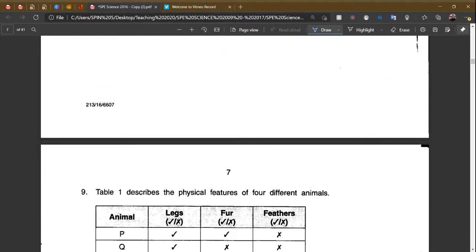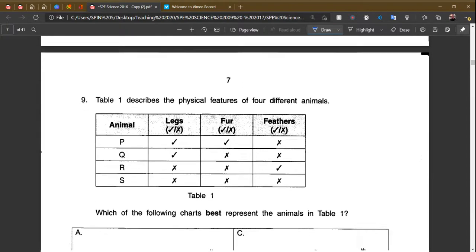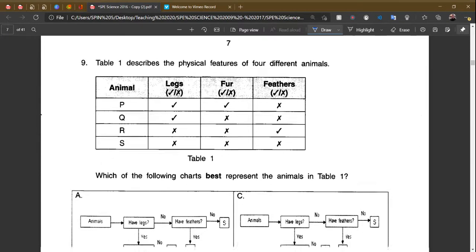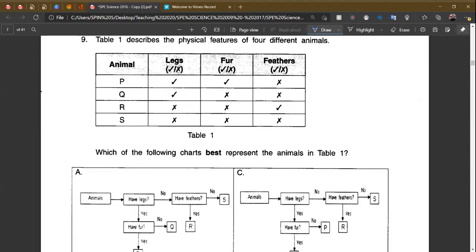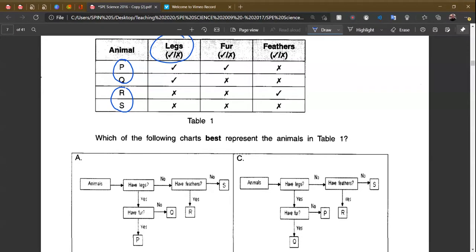Next one, number 9. Table 1 describes the physical features of 4 different animals, P, Q, R, and S. Which of the following charts best represents the animals in table 1? So let's look at their characteristics one by one. The first characteristic is whether it has legs or not. Only P and Q have legs, and R and S do not have legs.